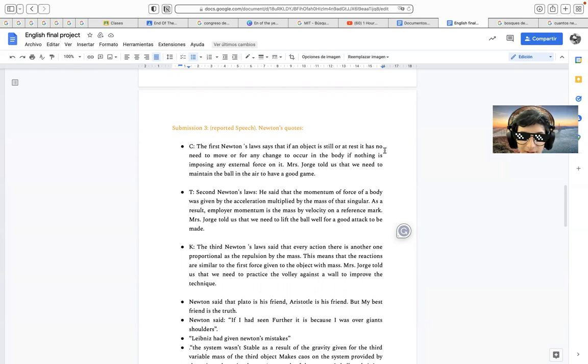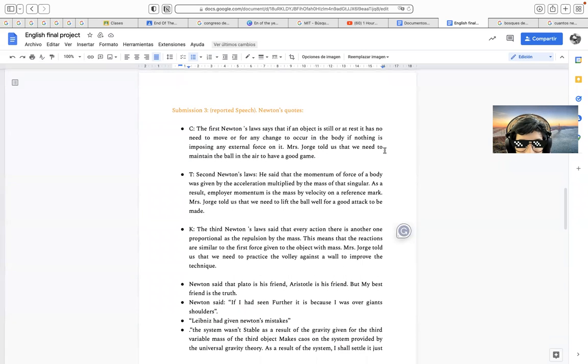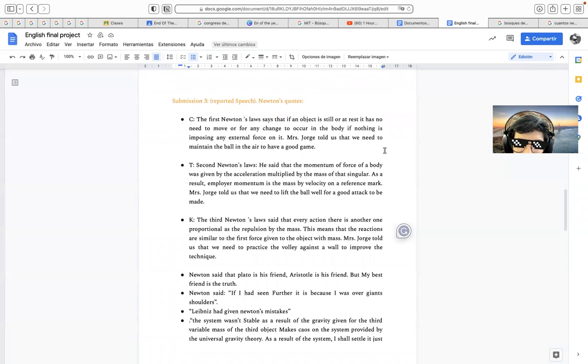The third Newton law says that for every action there is another, proportional reaction, a repulsion by the mass. This means that the reactions are similar to the force given to the object with mass. For everyone who didn't see an explicit interaction between Newton's laws and kinematics, it might sound weird.